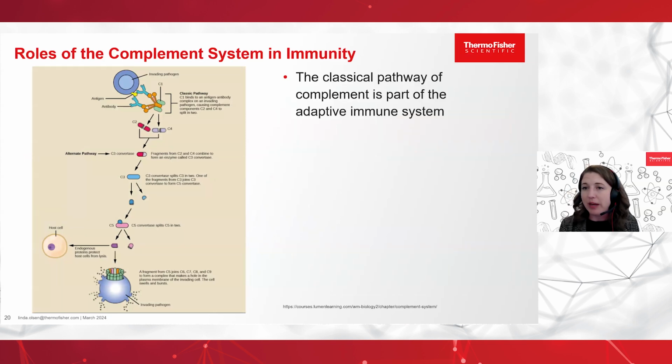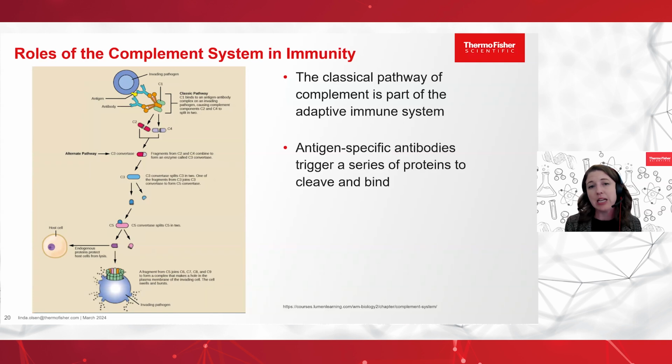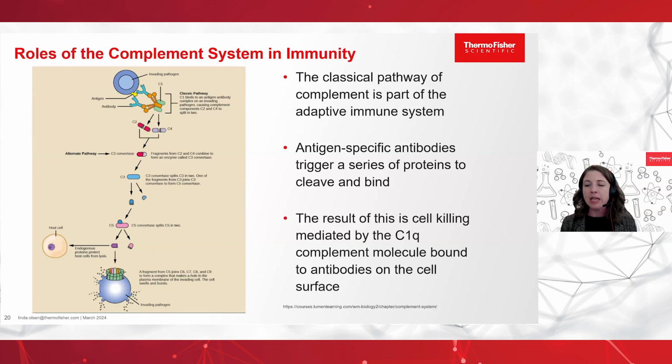The classical pathway of the complement system is part of the adaptive immune system. It's reliant on antigen specific antibodies, which bind to the cell and then trigger a series of proteins to cleave and bind and carry on with this signaling cascade. The result of this is cell killing mediated by the C1q complement molecule bound to antibodies on the cell surface.